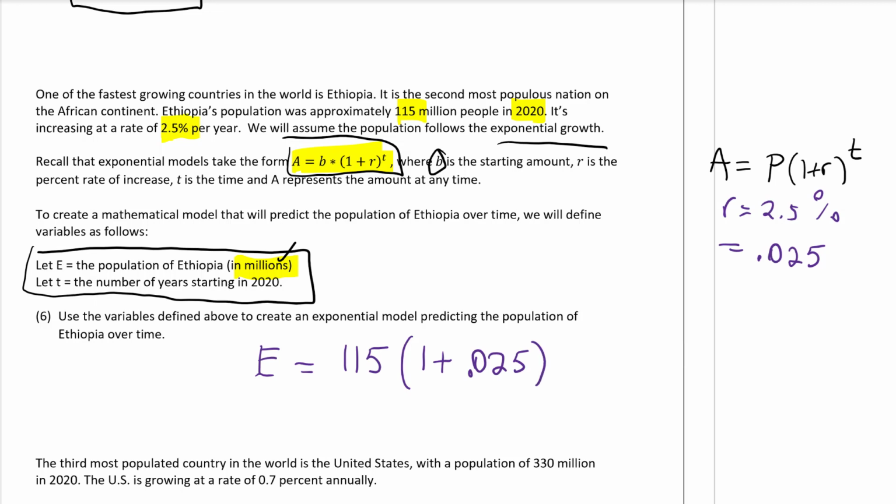And then we put an exponent on top, which represents the time. And then the time is going to be starting from the year 2020. You see it? Okay, we can write it up and we can simplify this. You can definitely add 1 with the rate.